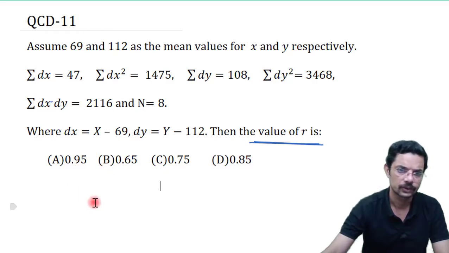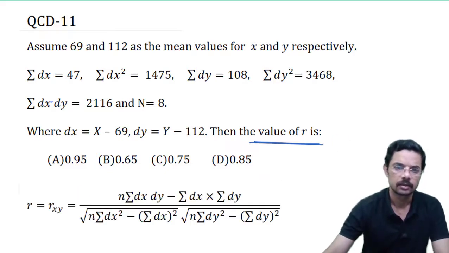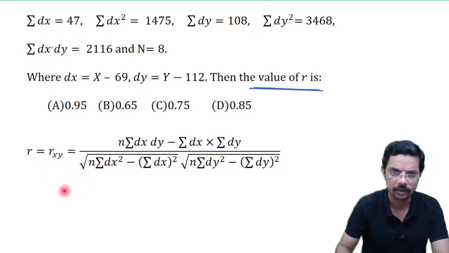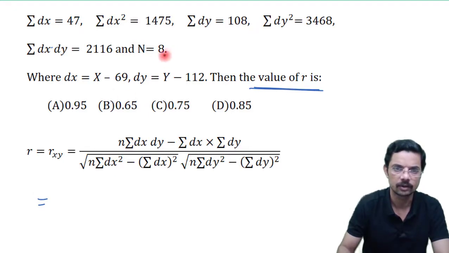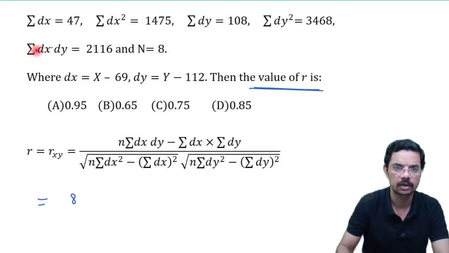So let us try to find out the correlation coefficient r. We know the formula, it is given by this one. Here we have all the values, so just put them into this formula and calculate. r of xy will be equal to n into, what is n? n is equal to 8, capital or small, generally we have written it with a small one. So it is 8 into sigma dx into dy, which is 2116.